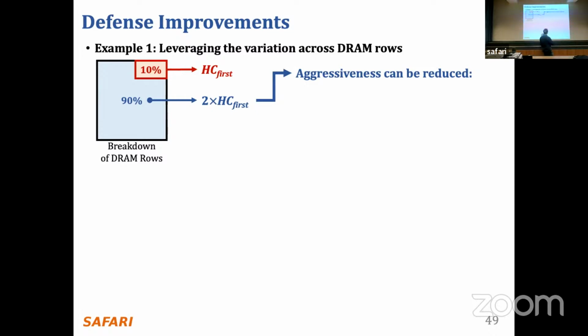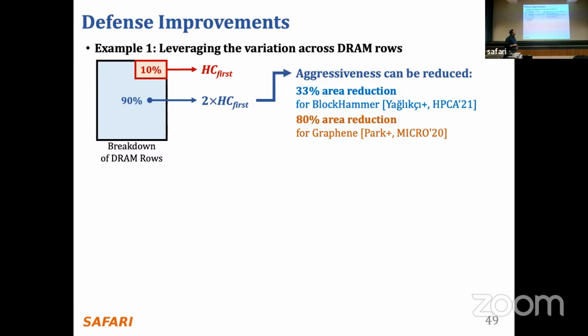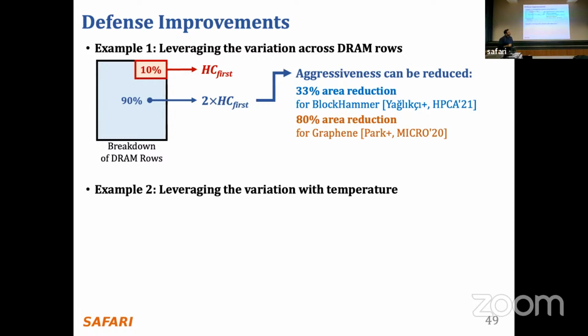And if you look at literature, at RowHammer defense mechanisms, you always observe that as RowHammer threshold gets lower, your overheads get higher. This happens because at lower RowHammer thresholds, your mechanism needs to be more aggressive. So by leveraging this variation, you can say that, okay, for 90% of the rows, let's not be that aggressive because it's not required. You can reduce the area of these two RowHammer mitigation mechanisms significantly by doing this. You can also save some performance overhead, for example, if you're using PiDRAM. It's definitely possible, and it's very doable.